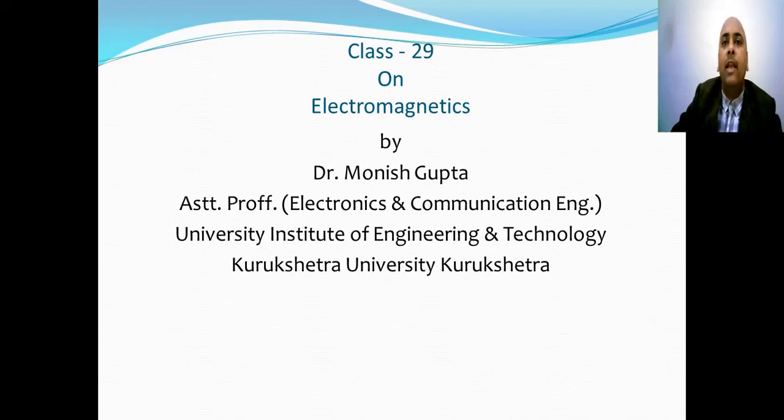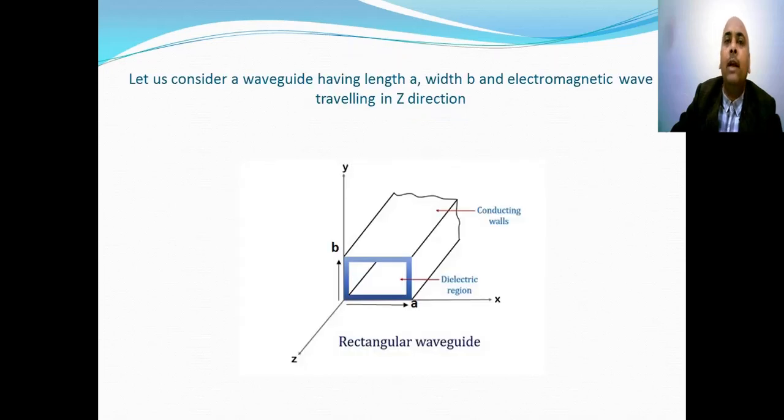While analyzing the rectangular waveguide, we will calculate the strength of the electric field and the strength of the magnetic field at various locations in the waveguide when an electromagnetic signal propagates through it. So, in order to start the process of analyzing the waveguide, consider a waveguide made of four conducting walls.